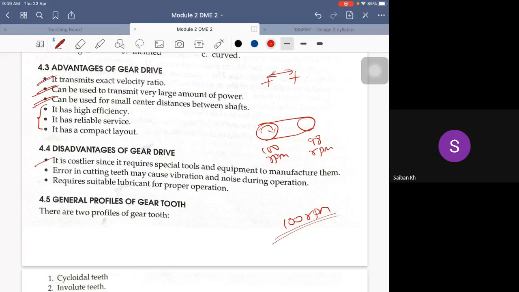Okay, next one. Requires suitable lubricant for proper operation. Definitely lubrication is required to run the gears, or else heat would be developed, the friction would be more, and wear and tear would be more. To avoid all this, there is definitely a need for lubrication between the two.